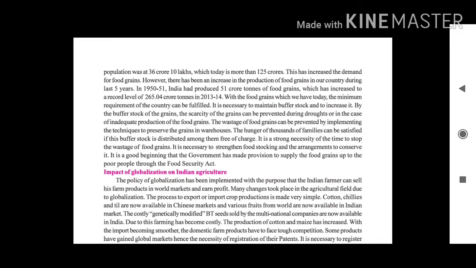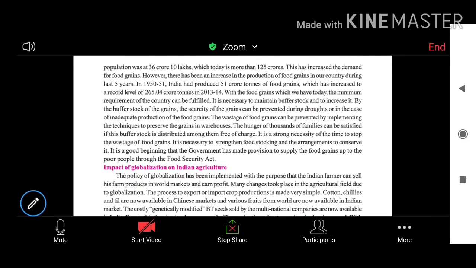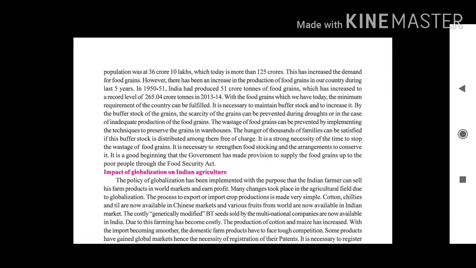मतलब 1951 की बात कर रहे हैं. So it says the population was 36 crores 10 lakhs. But अगर हम आज की बात करें, which today is more than 125 crores. See the amount. See the increase in the population. It's almost double if you count it. It is more than double. तो जो 36 करोड़ था उससे कहीं ज्यादा है. It is reaching 125 crores.